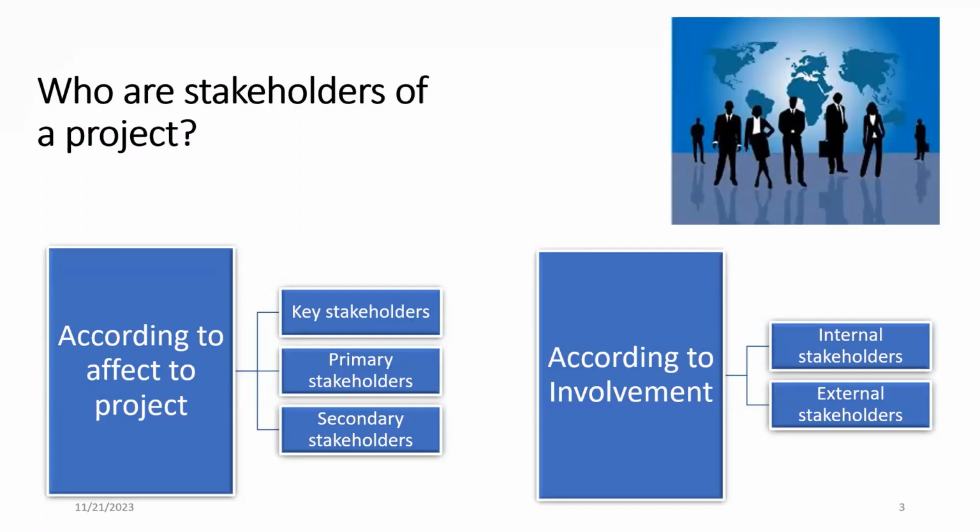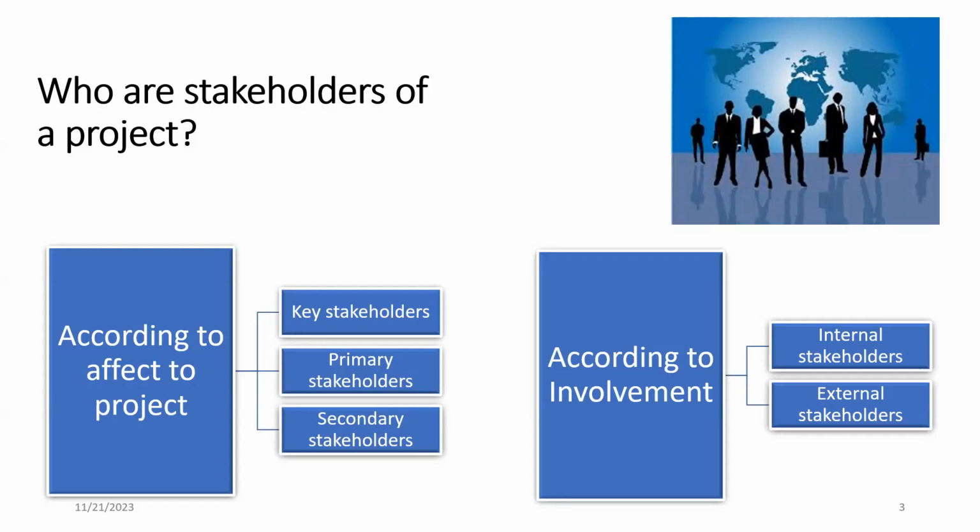And then, according to the effect of the project, we can recognize them as key stakeholders, primary stakeholders, and secondary stakeholders. Key stakeholders are those who directly influence project success. Examples: beneficiaries, senior people and heads of the organizations, and their interest may be positively or negatively affected as a result of the project execution or successful project completion.